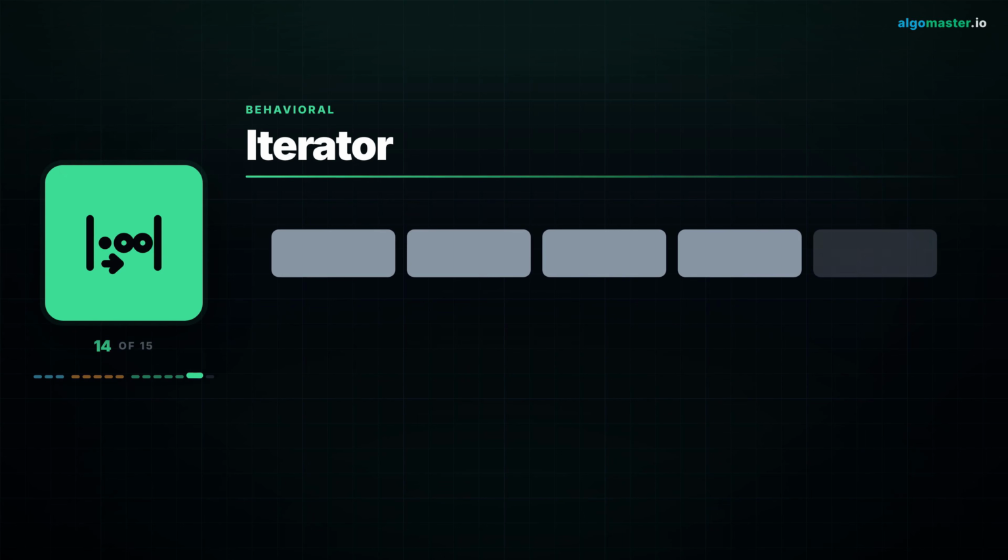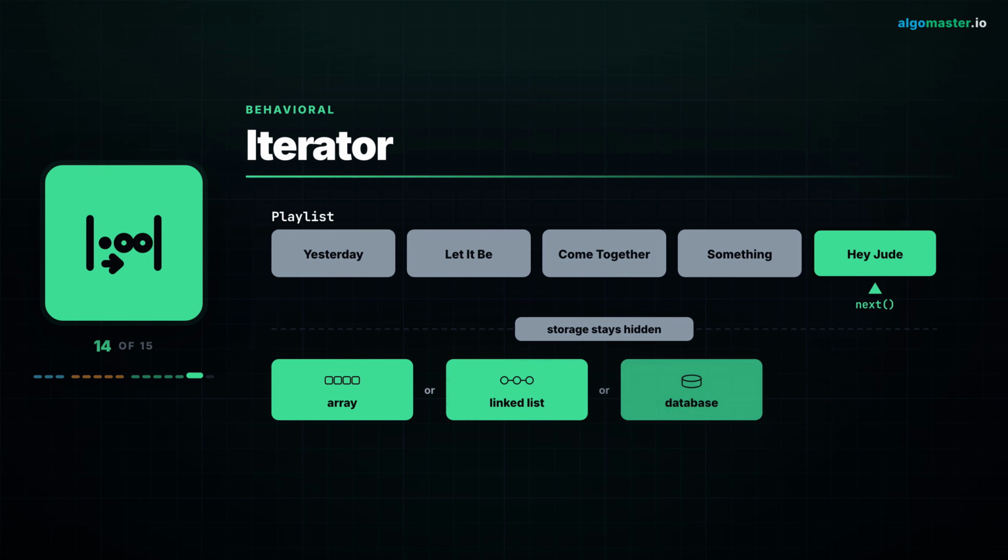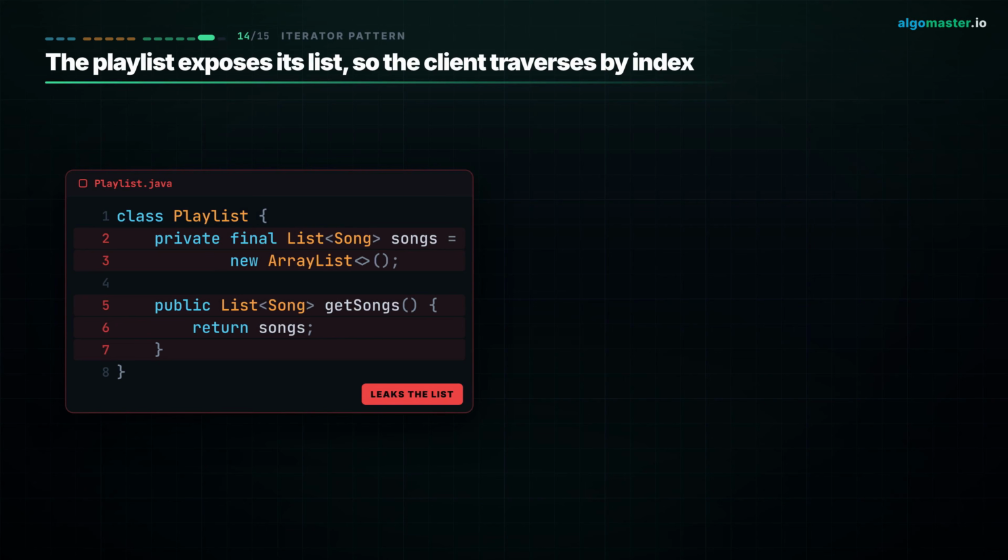The iterator pattern lets us move through a collection without exposing how its elements are stored. Imagine you are building a music application with a playlist. Internally, the playlist might store songs in an array, a linked list, a database, or even fetch them from an external service. Initially, the playlist class might expose its internal data structure directly to the client.